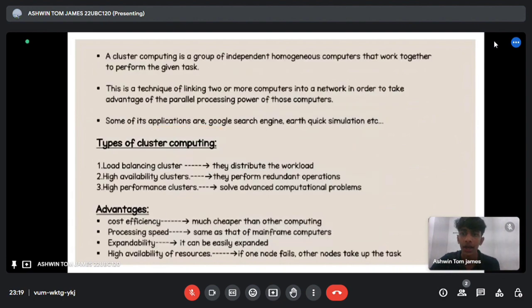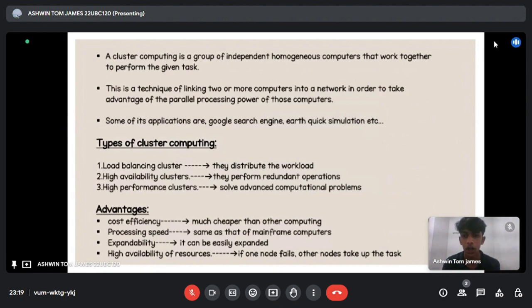Cluster computing. A cluster computing is a group of independent homogeneous computers that work together to perform the given task. This is a technique of linking two or more computers into a network in order to take advantage of the parallel processing power of those computers. Some of the applications are Google search engine, earthquake simulation, etc.